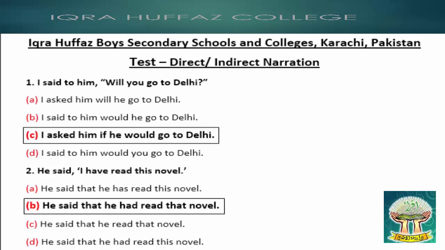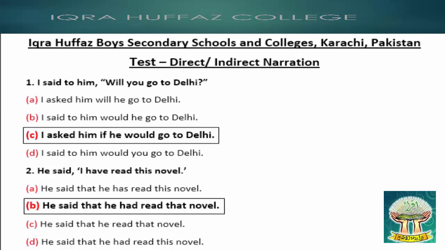I said to him, will you go to Delhi? In this sentence the reported speech is given in future simple interrogative, and this is a simple question starting with an auxiliary verb will. So you remember the rules. We always use if or whether to convert a direct sentence into an indirect sentence when there is a simple question given in the reported speech. So option number C is the correct option.